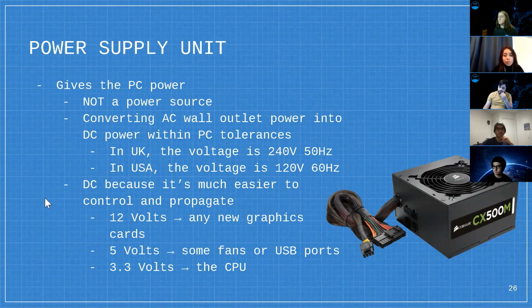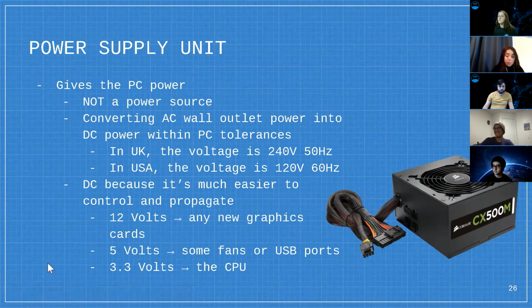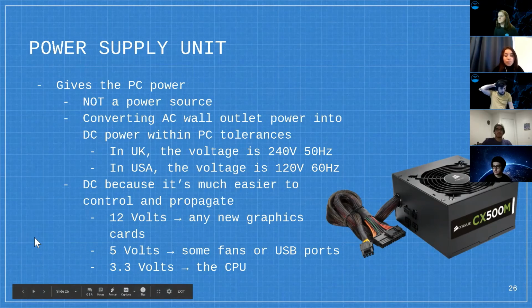and it will make it so that the voltage is within the range that it needs to be for your PC and all of its parts, because each of its parts is going to require a different amount of volts. For example, a really new graphics card is going to get 12 volts, or some of your fans or USB ports get 5 volts of power, and then 3.3 volts to the CPU. It's just nice to know that different components in the PC receive different amounts of volts, and the power supply unit helps regulate this, which is important because you don't want to fry your parts by sending 50 volts to something that requires 12 volts.